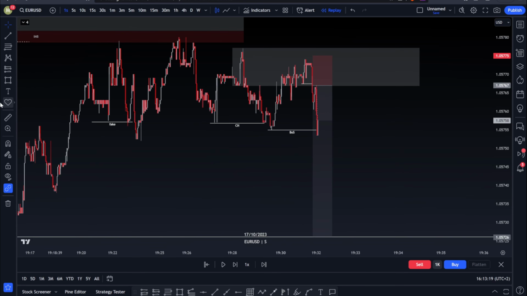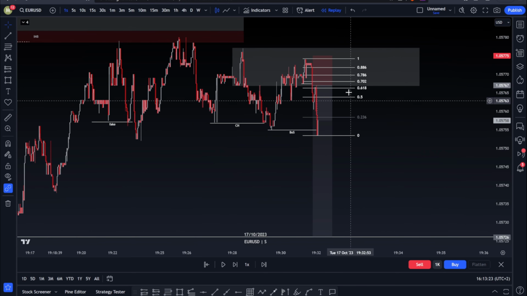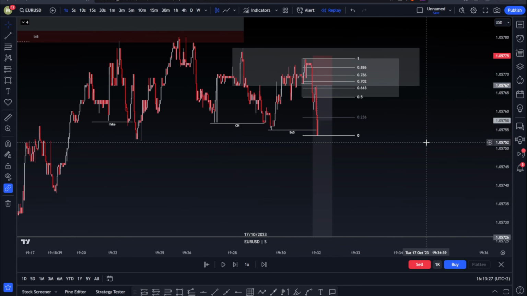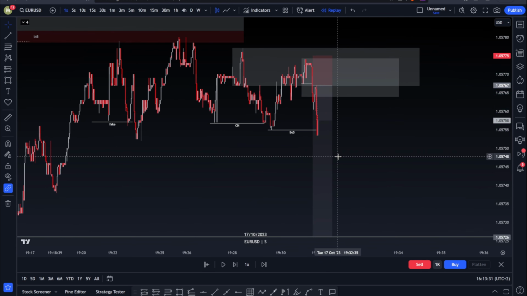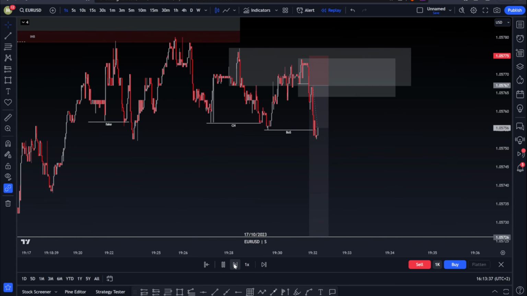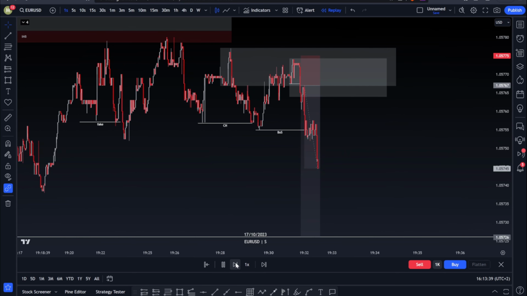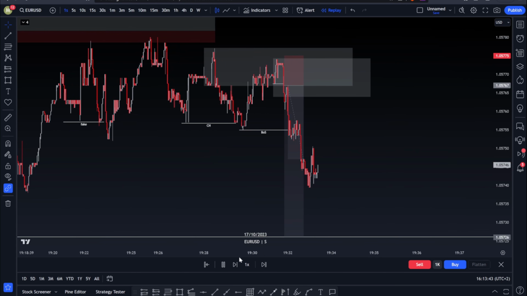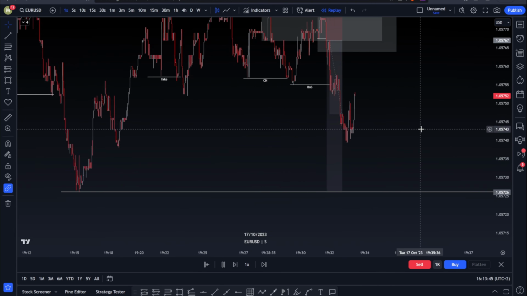From there, this is our premium zone. From 0.5 to the 1 again. Let's see what it does. Let's go a little bit faster. And now it seems like it's gone, but it left a lot of imbalance, so it can always come back.